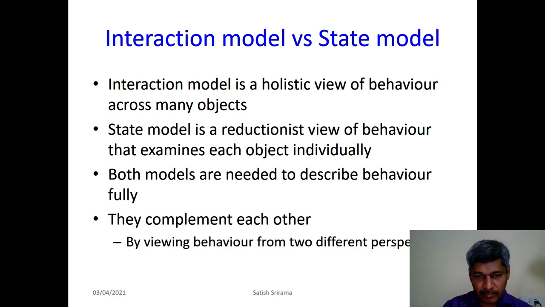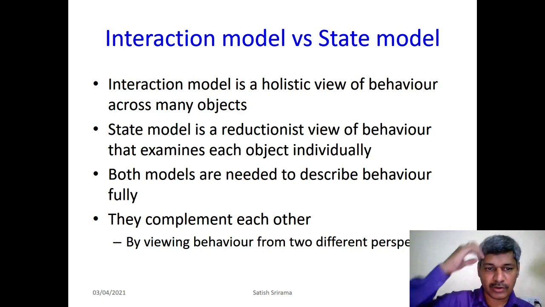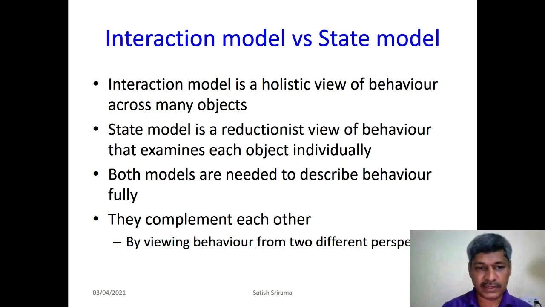Of course both models are needed to describe the behavior fully, and they perfectly complement each other, by viewing the behavior of the system from two different perspectives. One is at the low level, looking at each and every object, and the interaction model looks at how these objects are interacting among themselves.